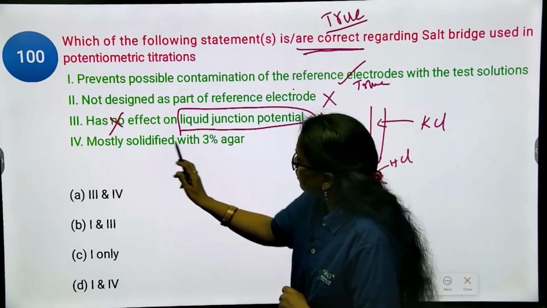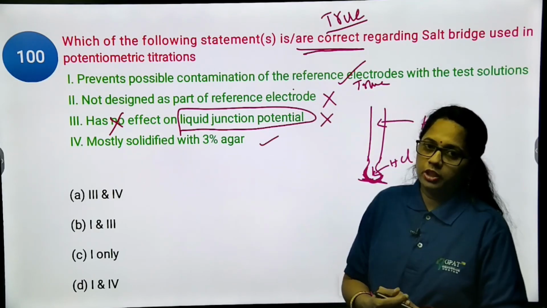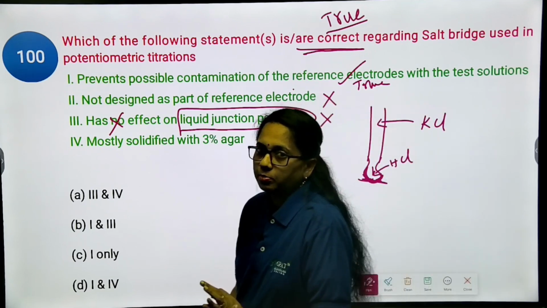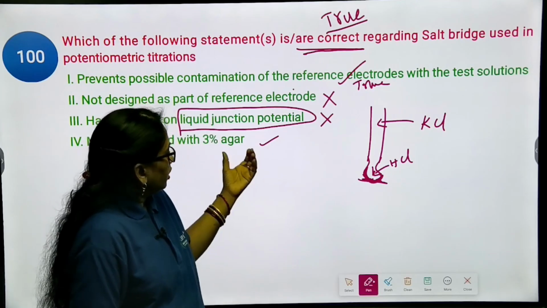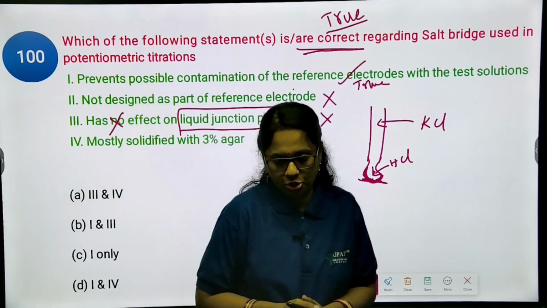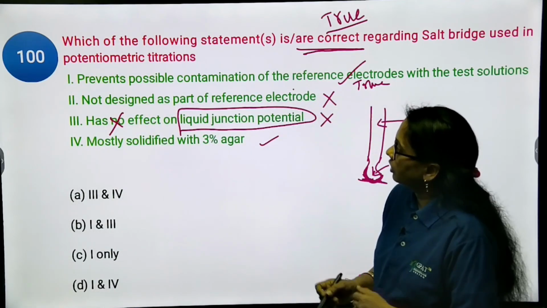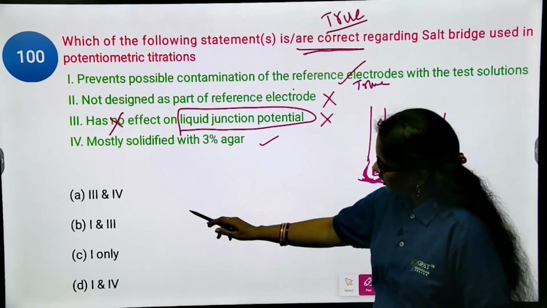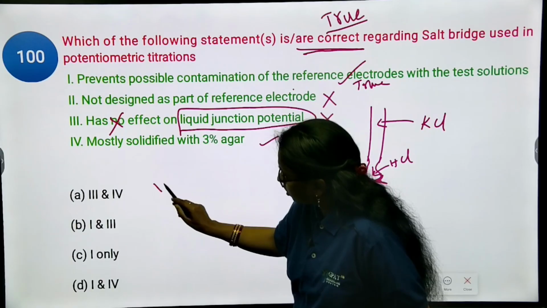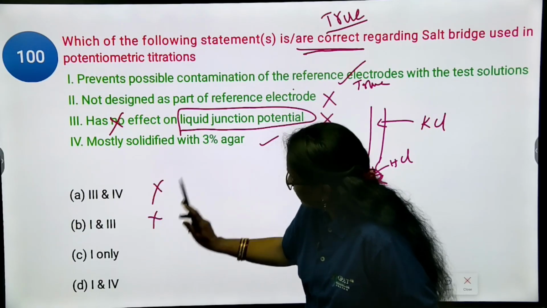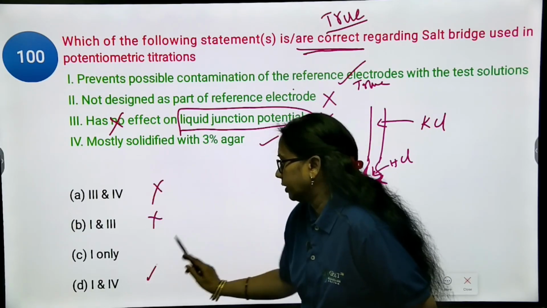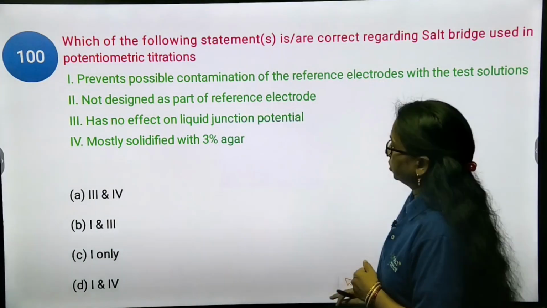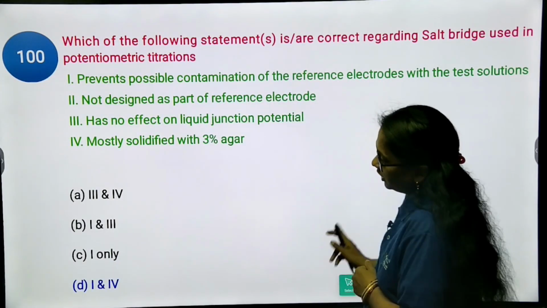Next, mostly solidified with 3% agar. This is also a true statement, because the KCl solution is sometimes solidified with agar solution to a maximum of 3%. So 1 and 4, these two are true statements. Let us see the options. 3 and 4 no, 1 and 3 no, 1 is correct, but 1 and 4, yes, these are the two true statements. So option D is going to be the right answer.